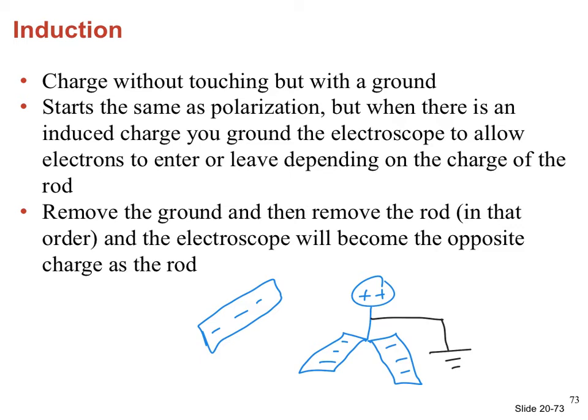But since it's a negative rod, this rod comes near, and the electrons, once the ground is added, are going to try and they're going to leave. They're going to go through this ground and they're going to leave. Okay, so they leave through the ground. So tentatively, this actually becomes balanced. My negative rod and my electroscope become balanced, because it's held in balance with the negative rod.